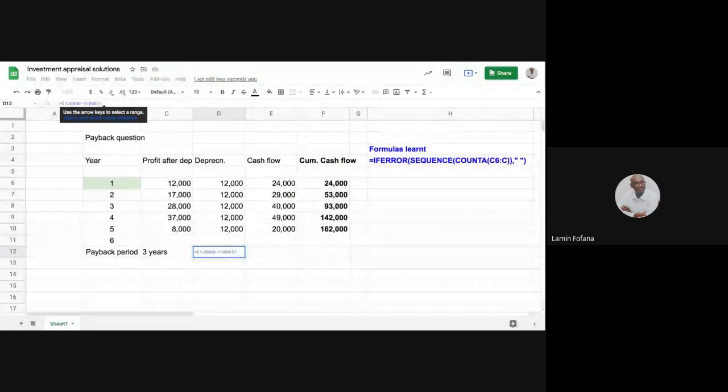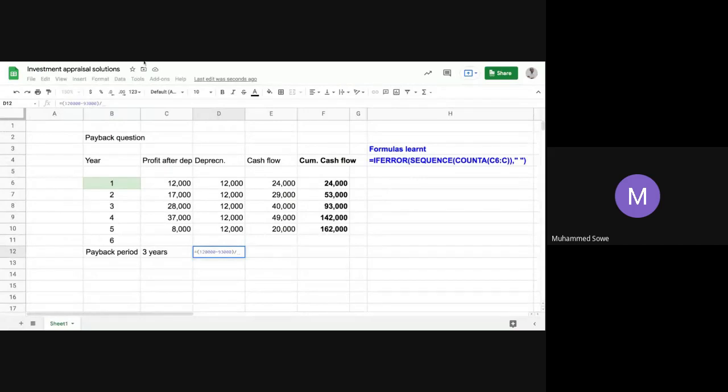Why not the 142,000? No, we don't need the cumulative cash flow because, how do I put this?